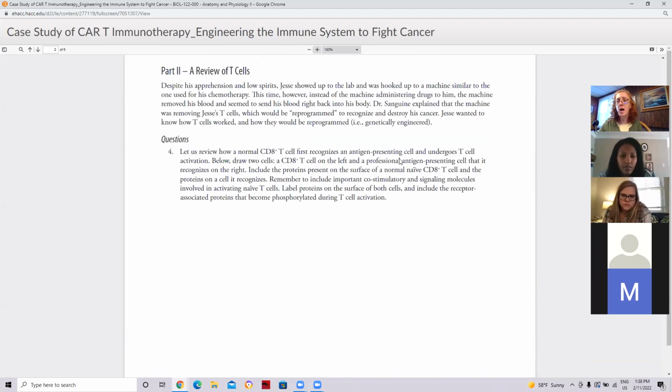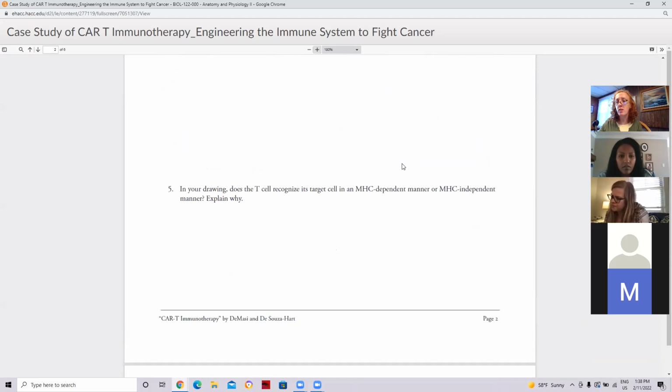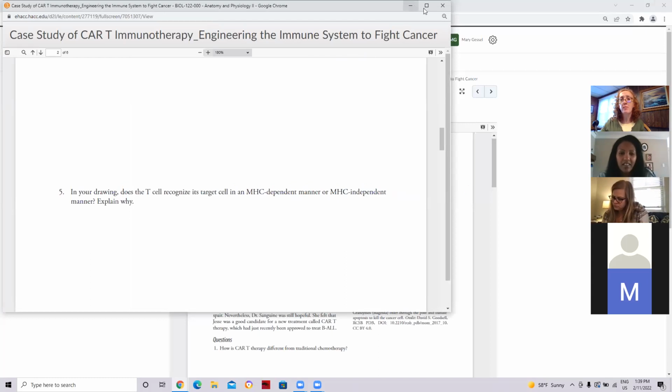Because how are T cells activated? They have to bind to an MHC molecule. They're not like B lymphocytes that don't require an MHC. This is cell-mediated immunity, right? So you have to have direct contact with the cell, and that occurs through the MHC molecule. Does that make sense, Zena? Sorry, yes. Okay.